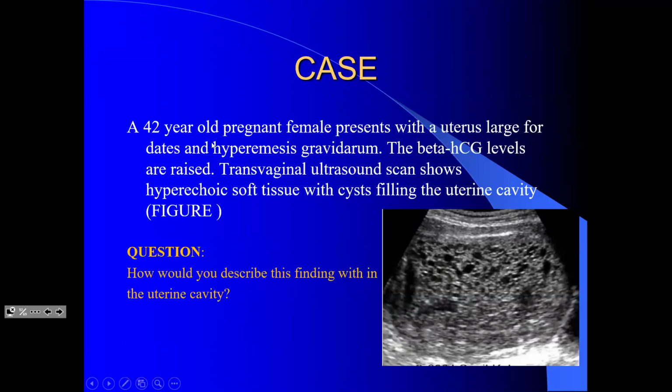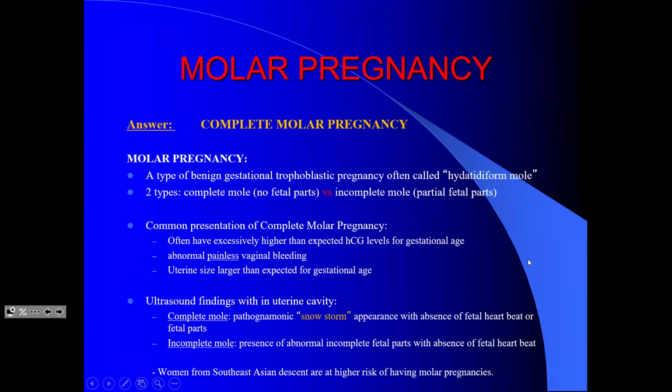Okay, so this was a 42-year-old pregnant female with uterus large for size, hyperemesis gravidarum, beta hCG levels are high, transvaginal ultrasound shows hyperechoic soft tissue with cysts in the uterine cavity like this. Yes, I showed you this last time. So the third option that we are left with is now molar pregnancy. So what is molar pregnancy?